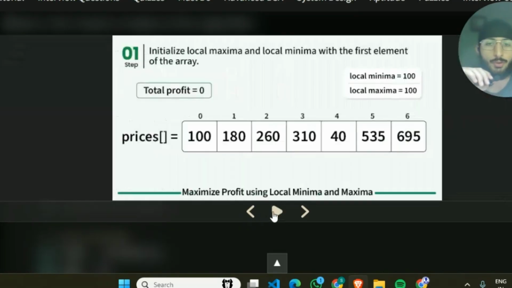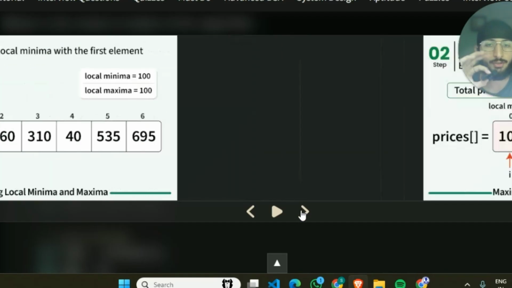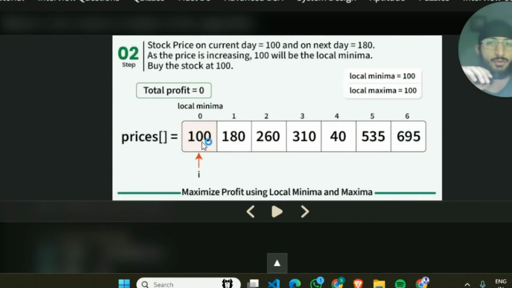So first what we do is initialize the local maxima and local minima with the first element of the array. So we have set the local maxima and minima as the first element, and then we will be traversing and updating. So we need to maximize the profit using local minima and maxima. Total profit initially is 0. Now the stock price on the current day, that is at i, is 100, and on the next day is 180. As the price is increasing, 100 will be the local minima, which is already set to 100. Now we buy the stock at 100, right? The i pointer is here.